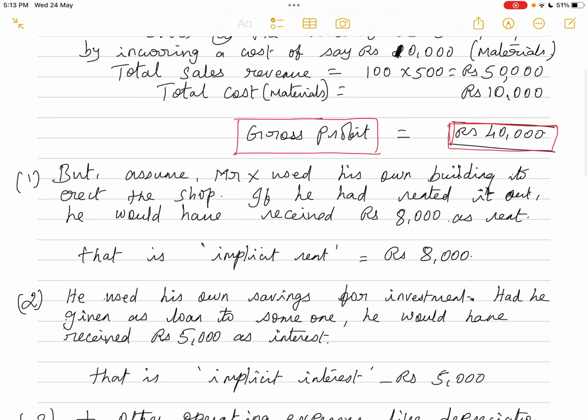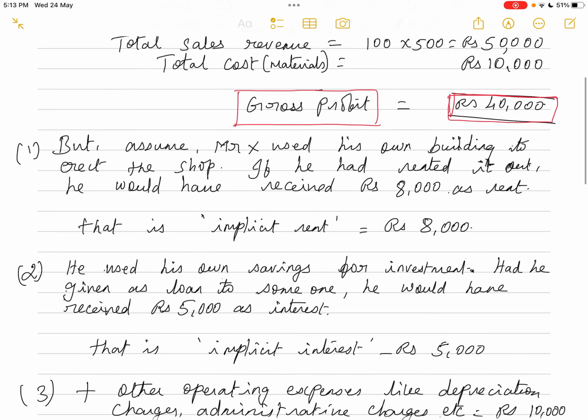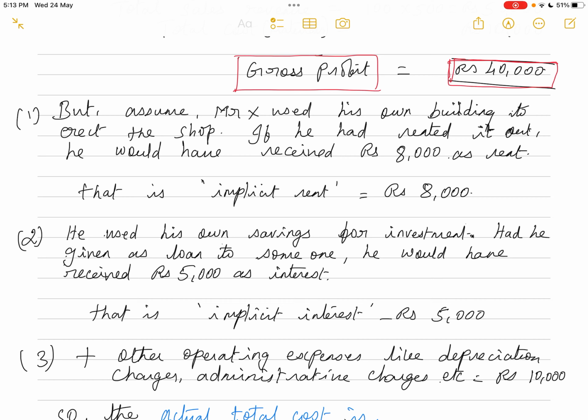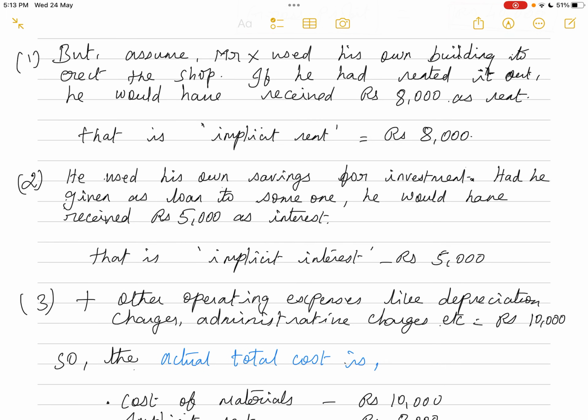Now let us assume Mr. X used his own building to erect the shop. If he had rented it out, he would have received rupees 8,000 as rent. So this is the implicit rent, rupees 8,000. Second, he used his own savings for investment. Had he given it as a loan to someone, he would have received rupees 5,000 as interest. So the implicit interest is rupees 5,000, plus all the other operating expenses like depreciation charges, administrative charges, and many other expenses equaling rupees 10,000, which he himself is bearing.